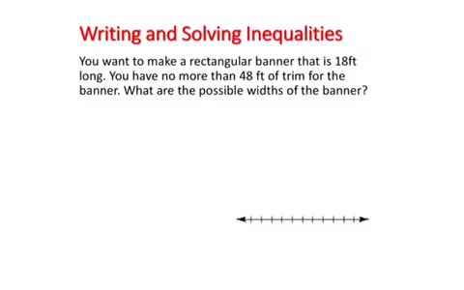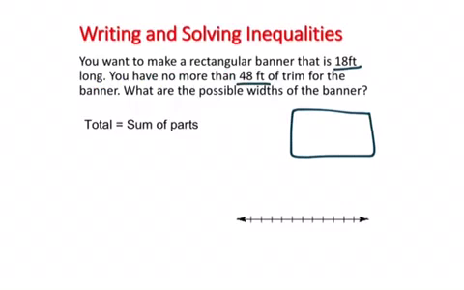In this one it says that you want to make a rectangular banner that is 18 feet long. You have no more than 48 feet of trim for the banner. What are the possible widths? Okay, so writing total equals sum of parts, and also drawing a rectangle for your banner. So you have 18 feet for the length and 18 feet for the length. Okay, and then we don't know what the widths are, but we're wondering what are the possible widths.